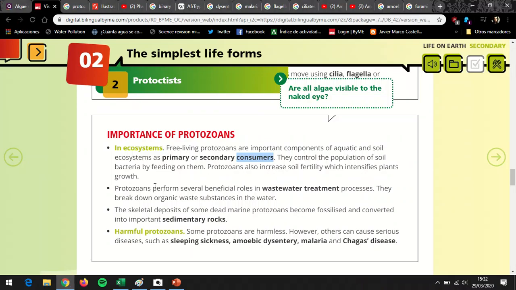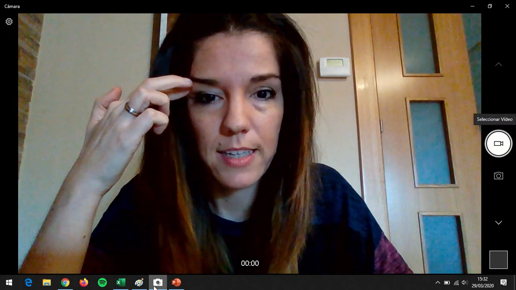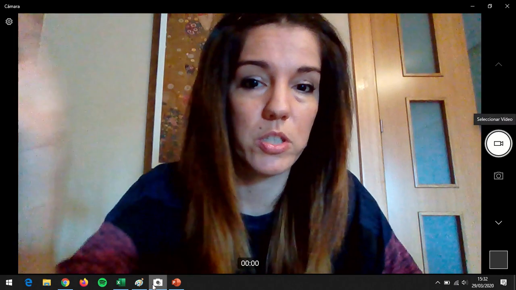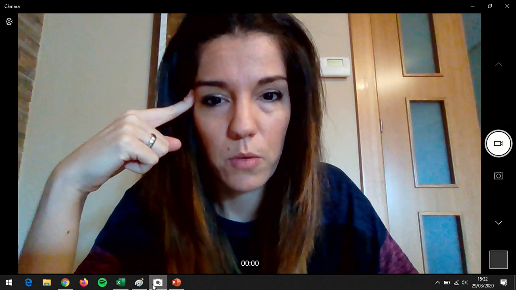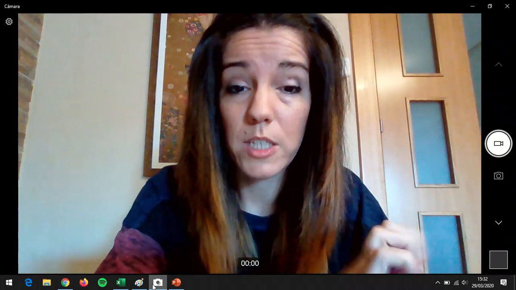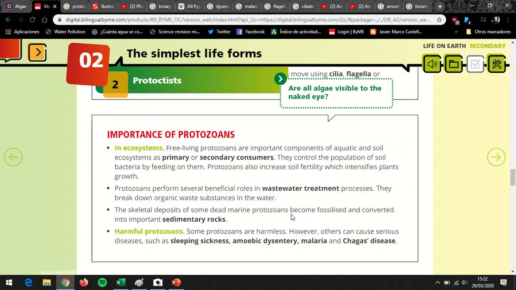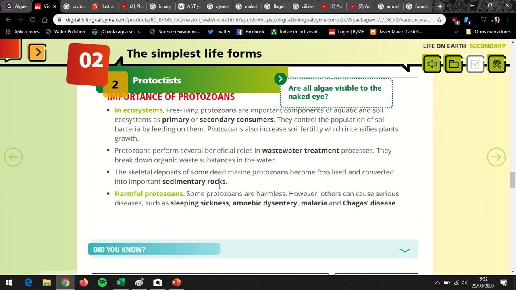Good. Then we humans can use them in wastewater treatment plants. Remember that we studied together that when water is polluted, we have to clean it before returning it to the rivers. And one of the processes that we do is that we use microorganisms, in this case protozoans, to consume this pollution that we have in the water. So we use some species in our wastewater treatment plants to clean organic waste in the water. Okay? And then something which is important as always is that some protozoans can be harmful. They can cause diseases. Okay?